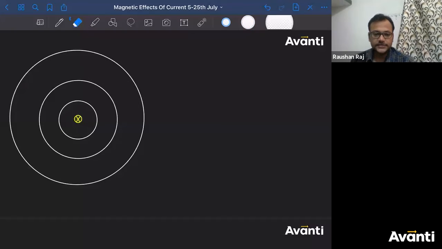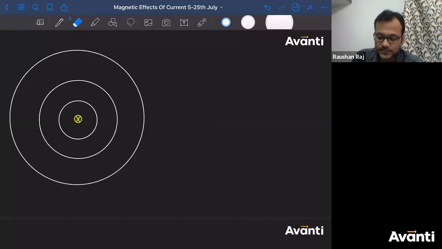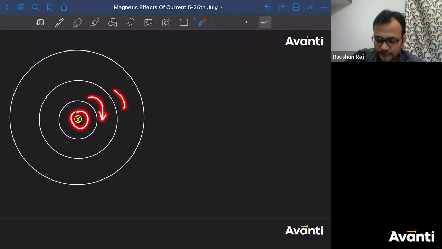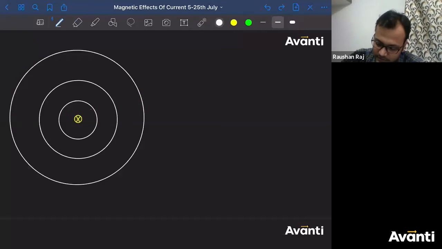What will be the direction, guys? Tell me what will be the direction of magnetic field lines on the circle. So how will we do it? Direct your right hand thumb along the direction of current. Then curl your right hand fingers. The sense of curling will give you the direction of magnetic field here. If the thumb is into the plane, you can only curl in this direction, right? Fingers will be curled in this direction. So the direction of magnetic field lines will be like this.